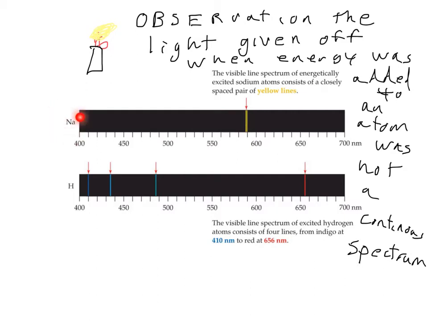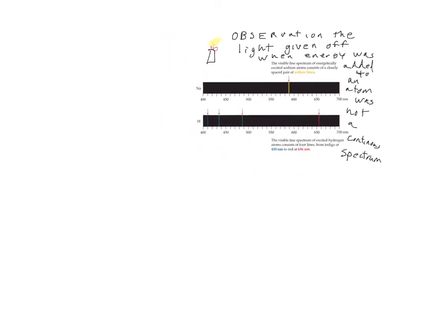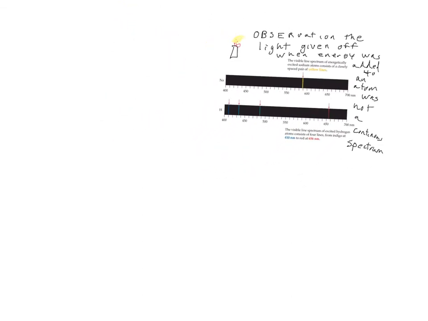Sodium, for example, when excited, produced only a pair of lines within the yellow wavelength of the spectrum. Hydrogen, on the other hand, produced only 4 lines instead of a continuous spectrum. Why is this important? In order to understand why this is important, we have to understand where the light we're observing is coming from.